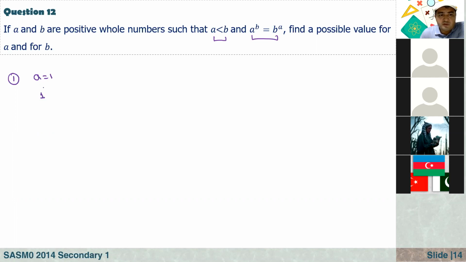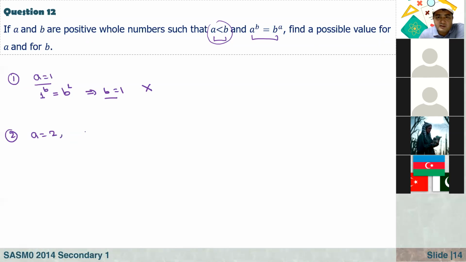So here we have 1 to the power of B is equal to B to the power of 1, right? If you solve this, 1 to the power of anything is equal to 1. B to the power of 1 is equal to B. From here, B is equal to 1. And A equals 1, B equals 1. So this cannot be the answer, right? A must be less than B. No answer. Number two, suppose A is equal to 2.